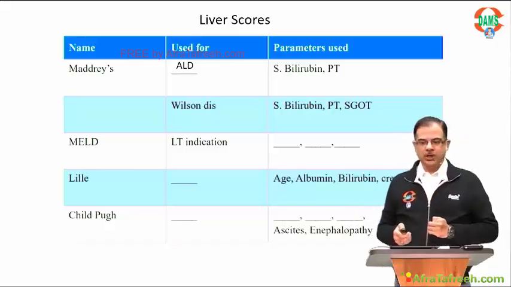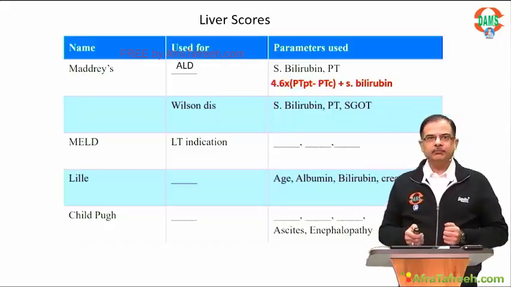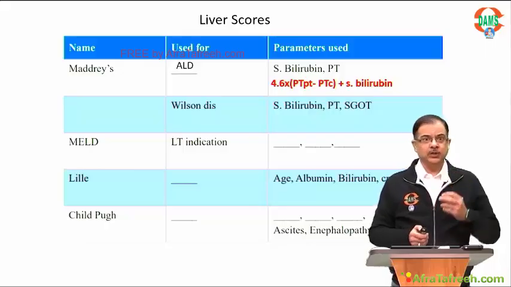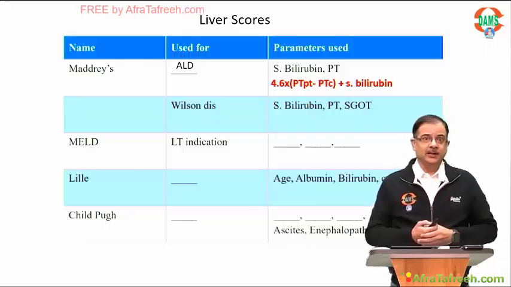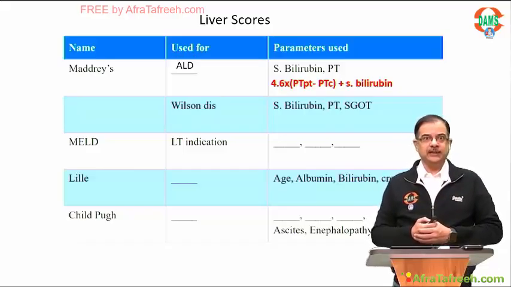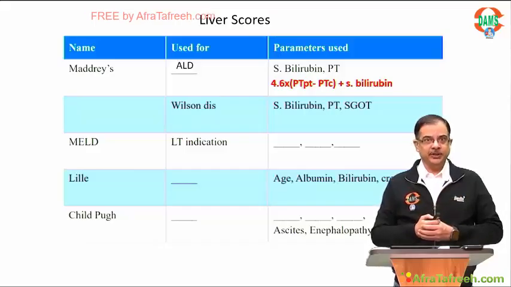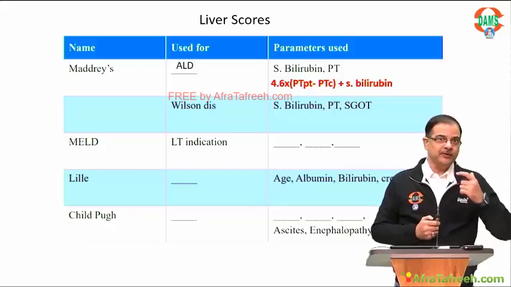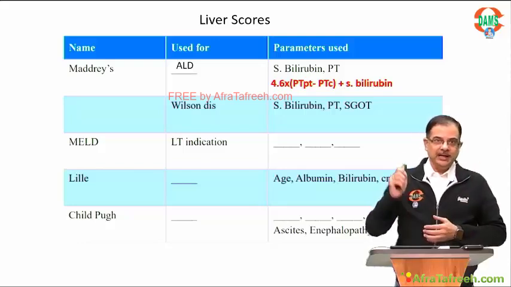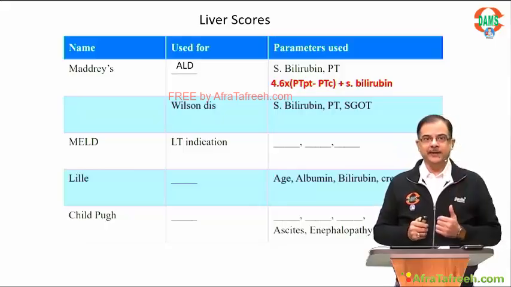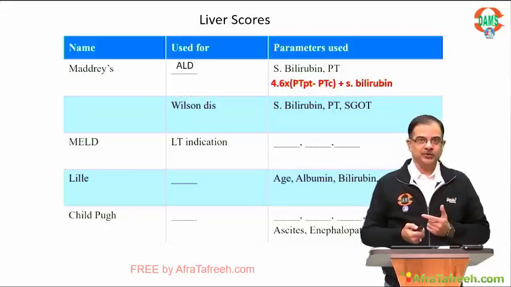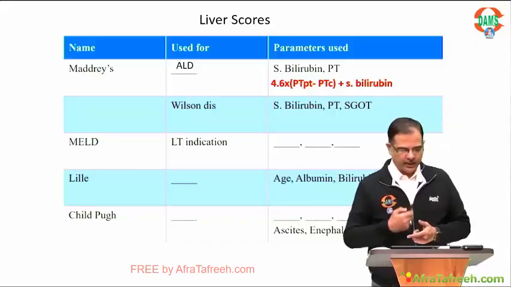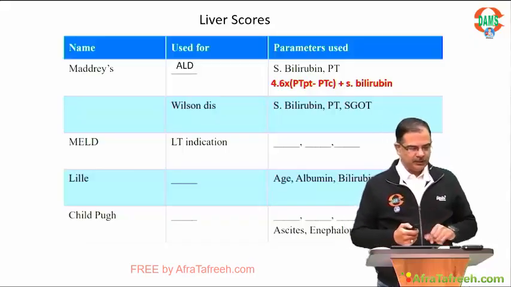The parameters used are bilirubin and prothrombin time. This is a formula, and they might ask you to calculate the score. Maddrey score is 4.6 times the prothrombin time of the patient minus prothrombin time of control, plus serum bilirubin. You have to calculate this on your own. If this score is more than 32, it is an indication for steroids. Steroids should be started.